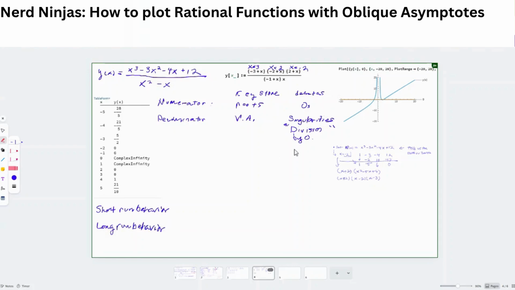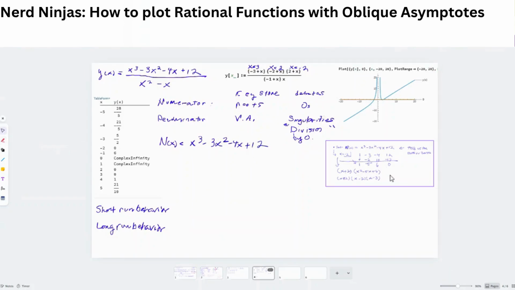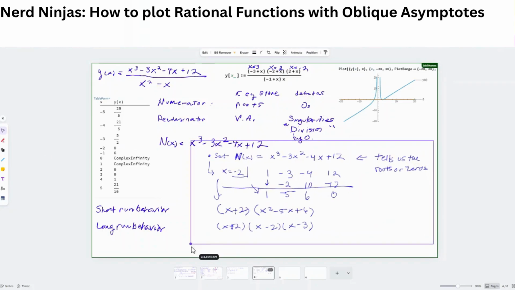So let's go ahead and do this. We know that the numerator, n of x, is equal to x cubed minus 3x squared minus 4x plus 12. And in order to factor this, we used synthetic division. It's very useful.